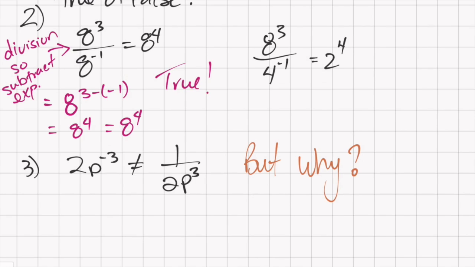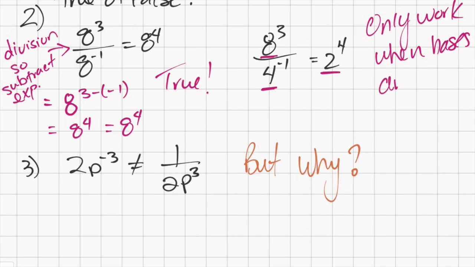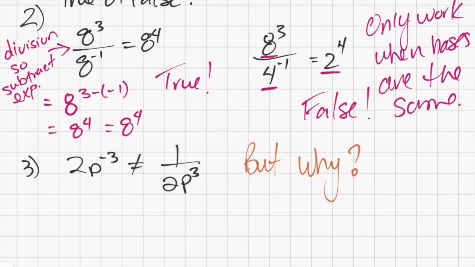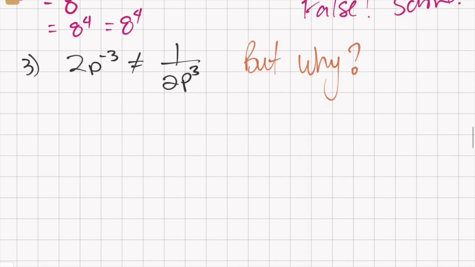Okay, let's look at this next one. Over here on the right, I have 8 to the power 3 divided by 4 to the exponent negative 1. And we're saying that that's equal to 2 to the exponent 4. Now you might be tempted to try and see if you can apply some exponent rules here, but those exponent rules only work when the bases are the same. So we can't actually apply any exponent rules here. So in this case, 8 to the exponent 3 over 4 to the exponent negative 1 doesn't equal 2 to the exponent 4. This is false.